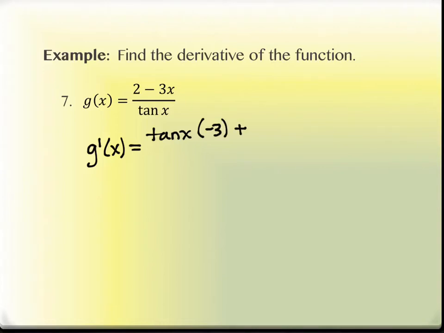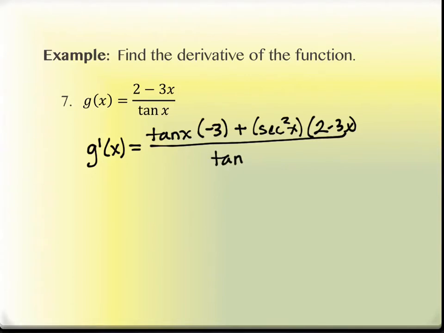And then we're going to take the derivative of what's on bottom. The derivative of tangent is secant squared. And then we rewrite the numerator piece as is. So 2 minus 3x. And it's all over the denominator, tangent squared of x, right? The denominator squared. There's not a ton we can clean up here.